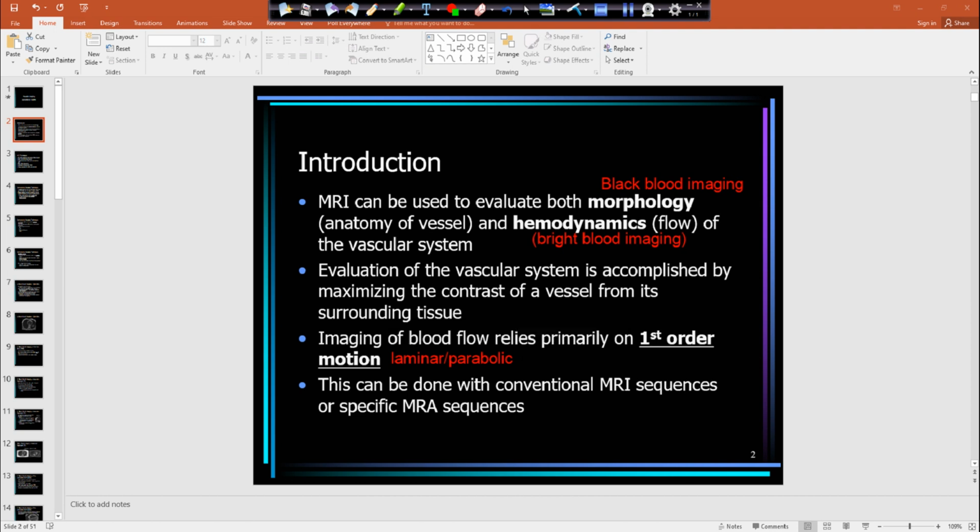So this can be done with conventional MRI sequences, but what we're going to be talking about here is MRA. MRI is really dealing with black blood imaging, but MRA, angiography, we have bright blood imaging, because we're interested in the angiography or the hemodynamics of that particular vessel.